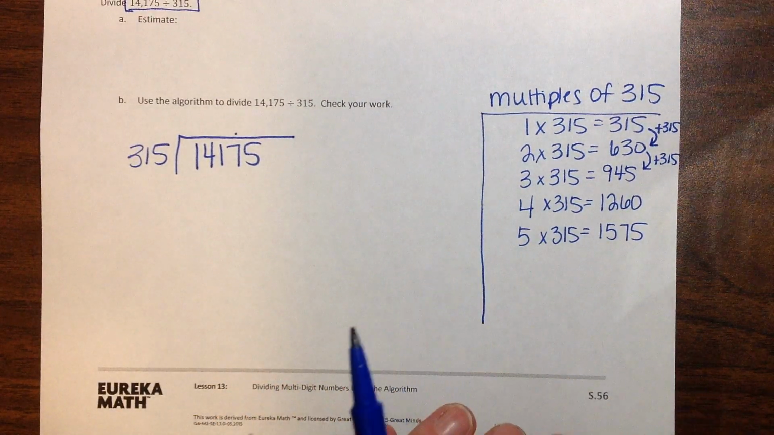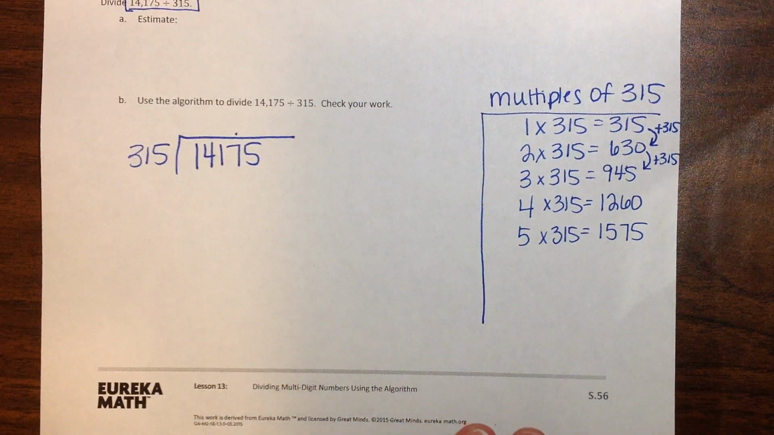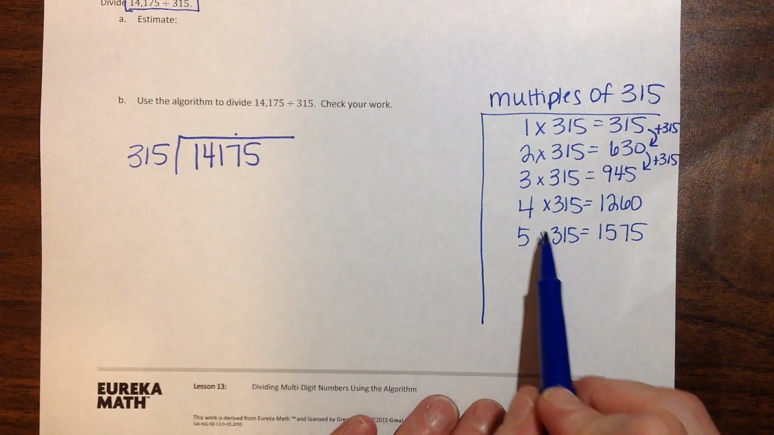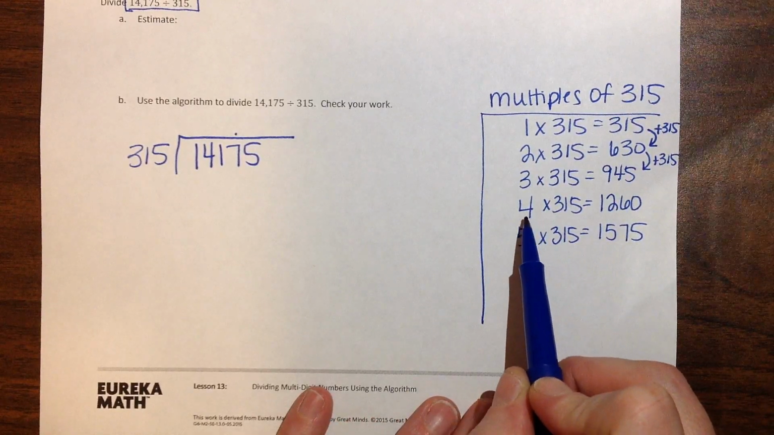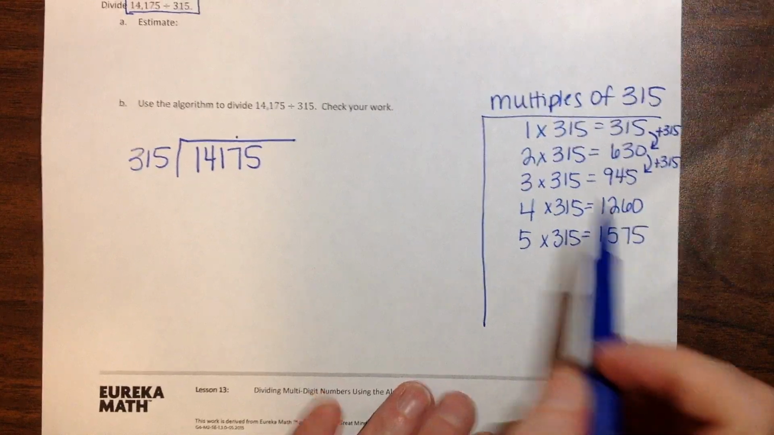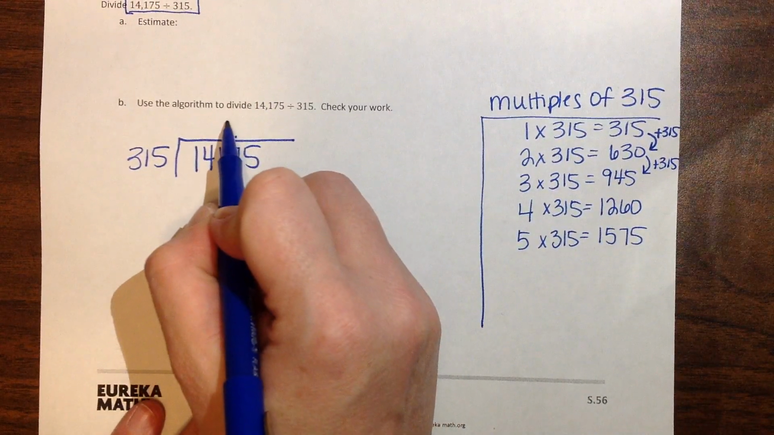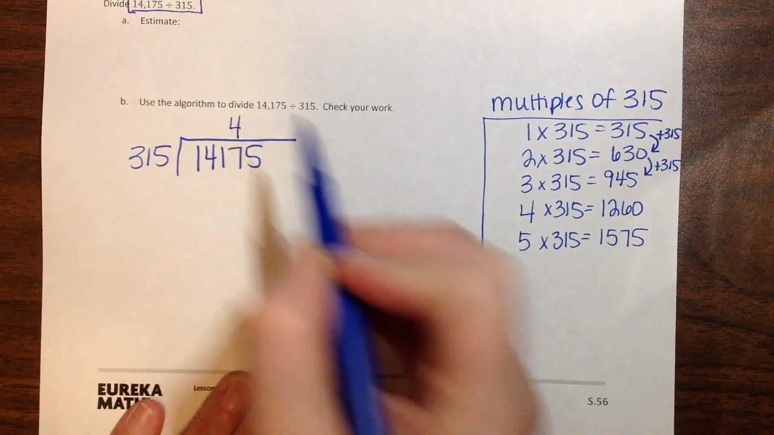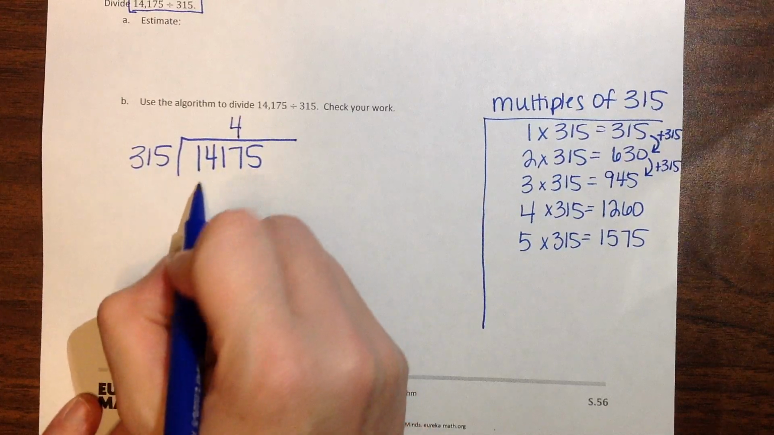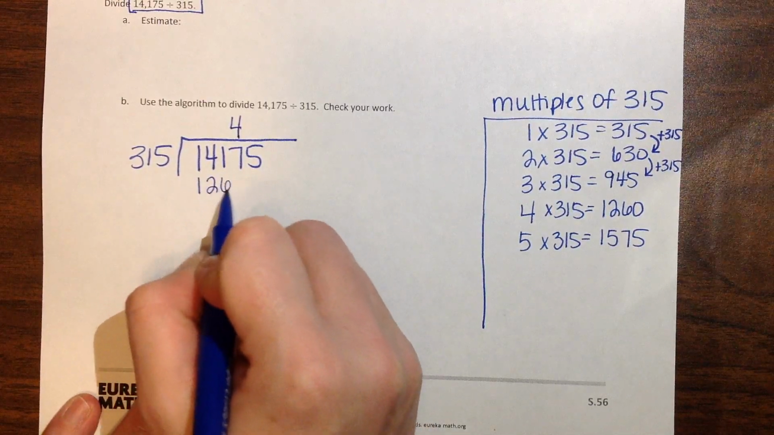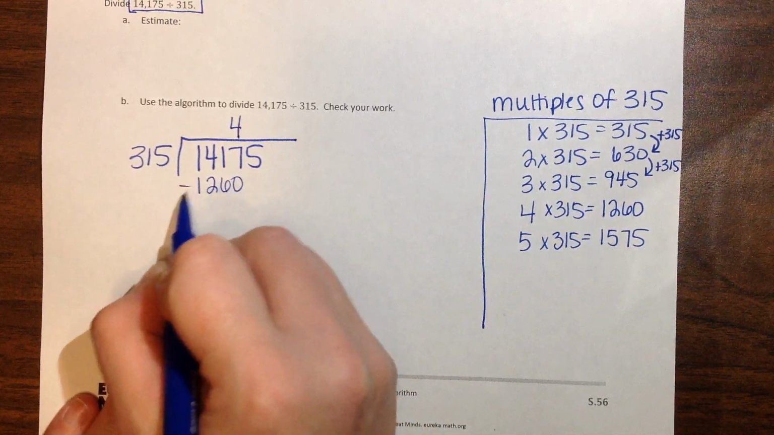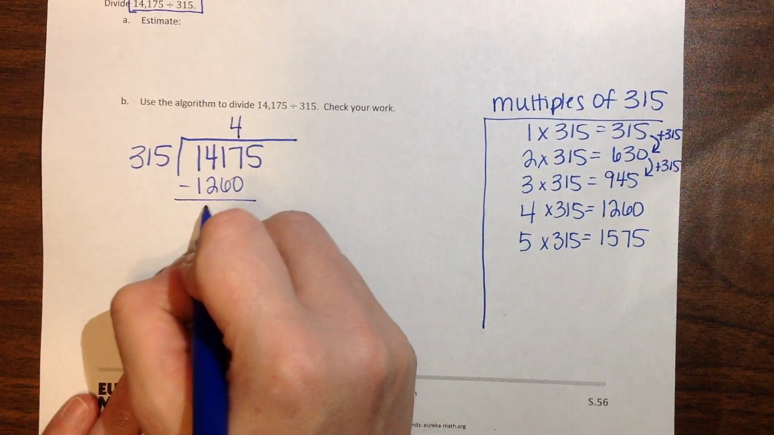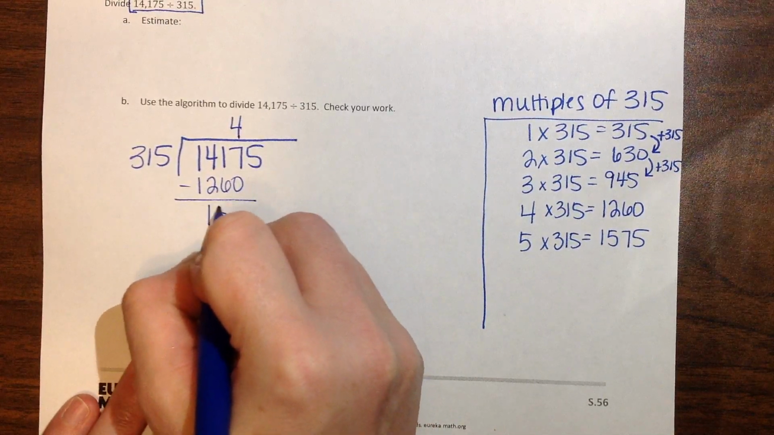So the closest we can get without going over is going to be 4 times 315, which will give us 1260. So our 4 goes right above that 7. 4 times 315 is 1260. And when we subtract, we get 157.